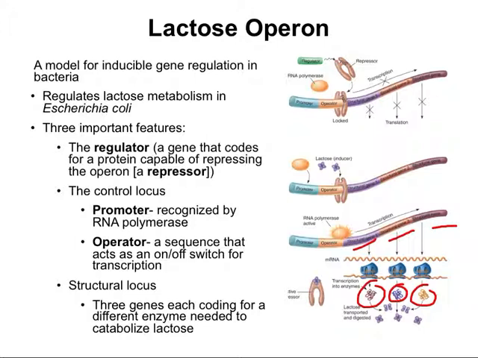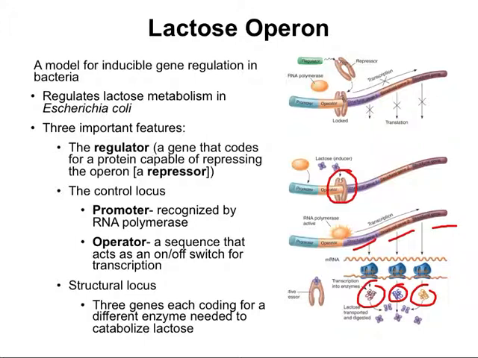Without the lactose present, then the repressor protein is free to bind again to the operator region. And there, it once again is going to block transcription of the three genes necessary to digest lactose. So again, this system is generally in the off position.